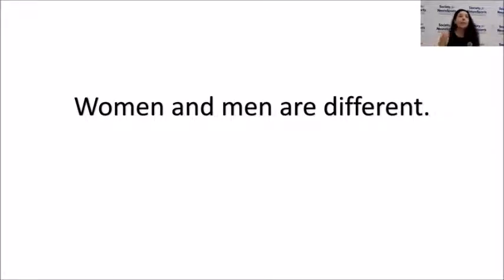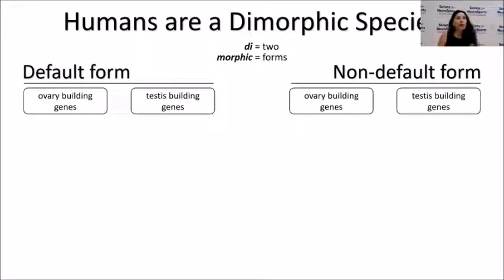When we say women and men are different, all we're really doing is acknowledging the fact that humans are a sexually dimorphic species. And what this means is that there are two general forms that an adult person can take, two different paths of development to get two different bodies. One of those bodies is built by and for ovaries, and another body is built by and for testes.